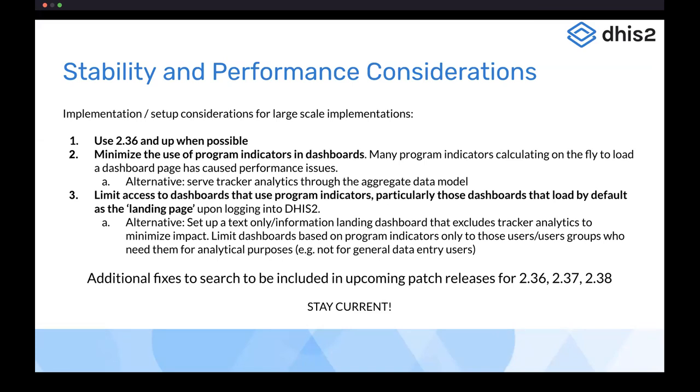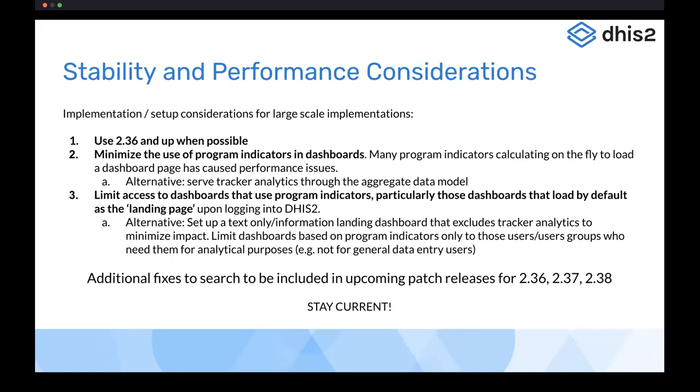The analysis of the response times for different types of metadata objects and processes the users were doing in DHIS2 showed that program indicators were taking the maximum response time, because they are generated on the fly, and loading them on a dashboard page was affecting the overall system performance. Hence, as an immediate recommendation, it was shared that program indicators should be used as minimally as possible on the dashboards, since that was causing performance issues. The team is working on reviewing the way program indicators function and load, so we'll have further improvements moving forward.